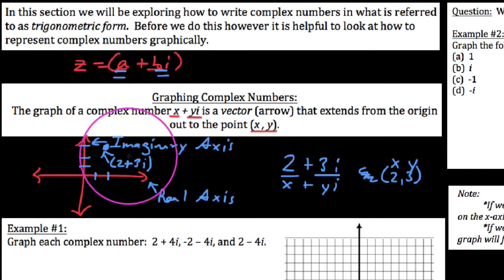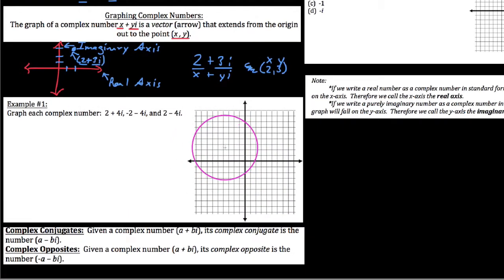So we can graph every complex number in standard form so long as we know the real part and the imaginary part. And sometimes the real and imaginary parts are 0. What we're going to do here is graph each of these complex numbers, 2 plus 4i, negative 2 minus 4i, and 2 minus 4i, all on this grid, remembering that this is our real axis and this is our imaginary axis.